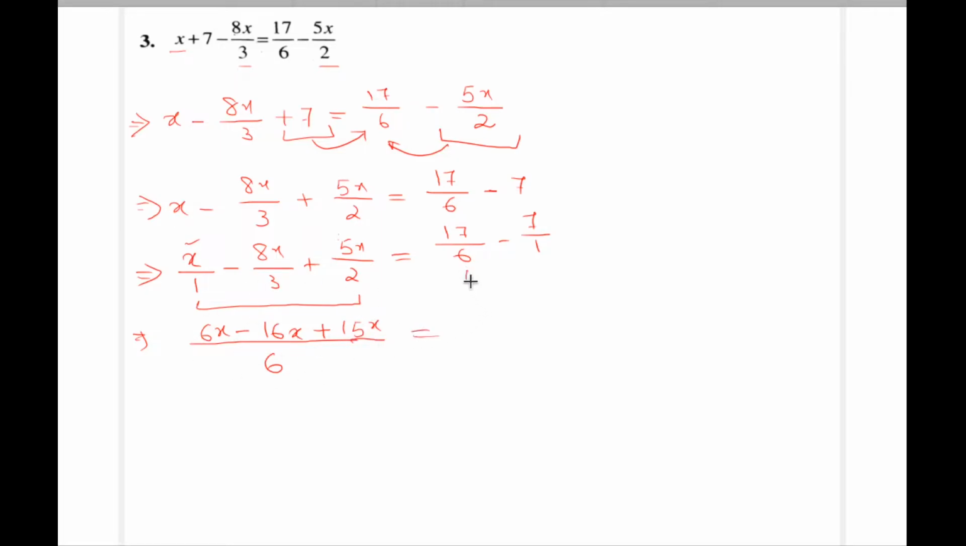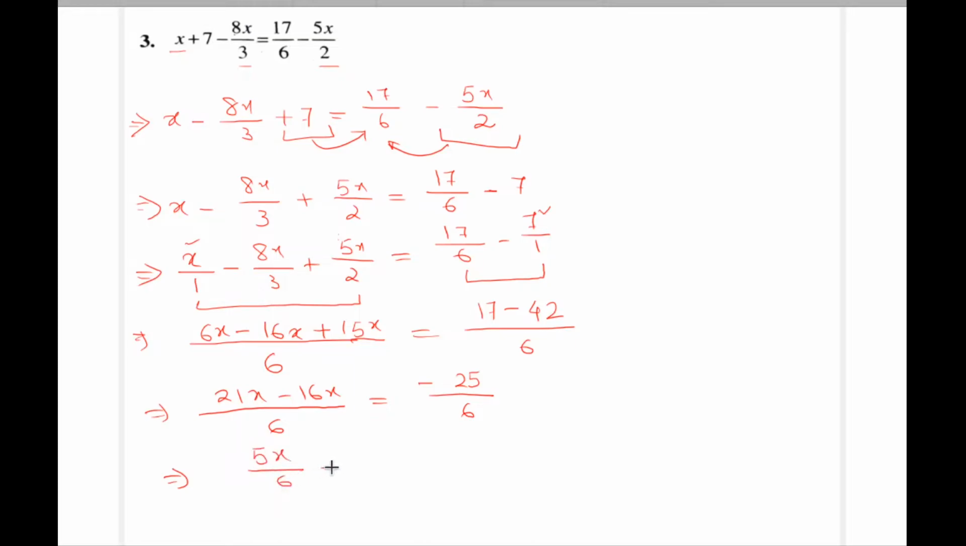Now, on to the other side. The LCM here is 6. So 6 and 6 same, so 17. Minus 1 and 6, so we have to multiply this by 6. Now 6 7s are 42. Now 6x plus 15x is 21x minus 16x equals minus 25 by 6. So now 21 minus 16 is 5x by 6 equals minus 25 by 6.